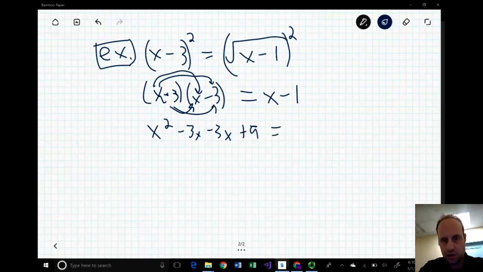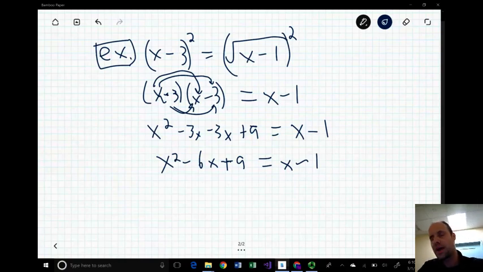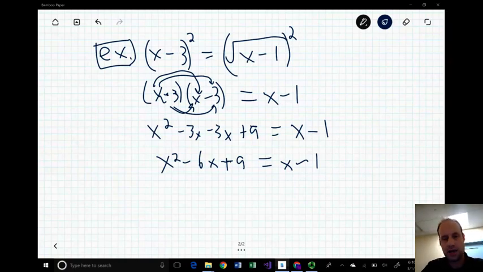Let me put this down a little bit so I can write a little better. There we go. So I'm left with x squared minus 6x plus 9. Oops, sorry, it's a plus, equals x minus 1. So now we're back to where we were, whatever it was, 2 or 3 months ago, when we were doing factoring. Solving by factoring. So what do I have to do?